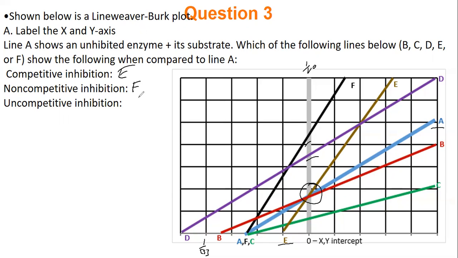Next, uncompetitive, parallel lines. And we only have one line that's parallel to A here, and that's D. So E, F, and D.